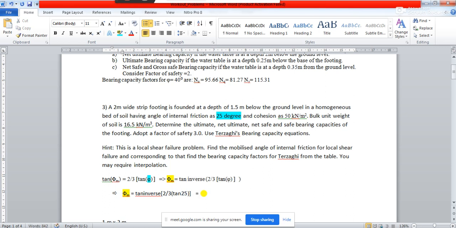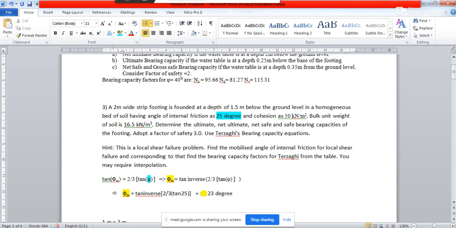So the value of phi m, what is the calculated value you said? 17.23. Okay, 17.23 degree. So you got the value as 17.23 degree. I am writing it in degrees. So you have calculated the value of the mobilized angle of internal friction.